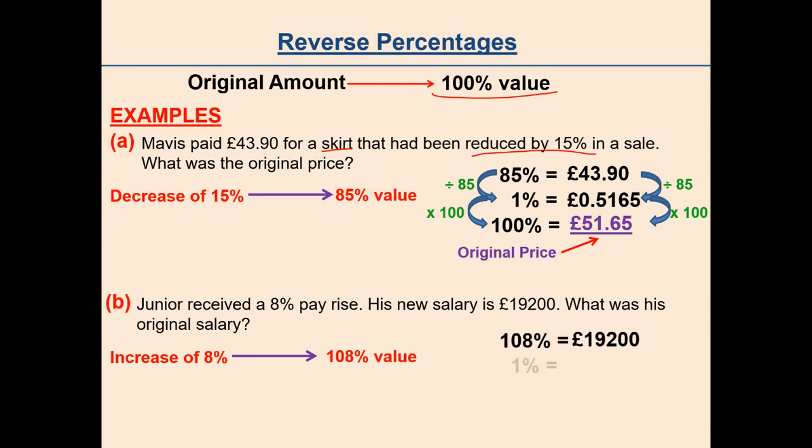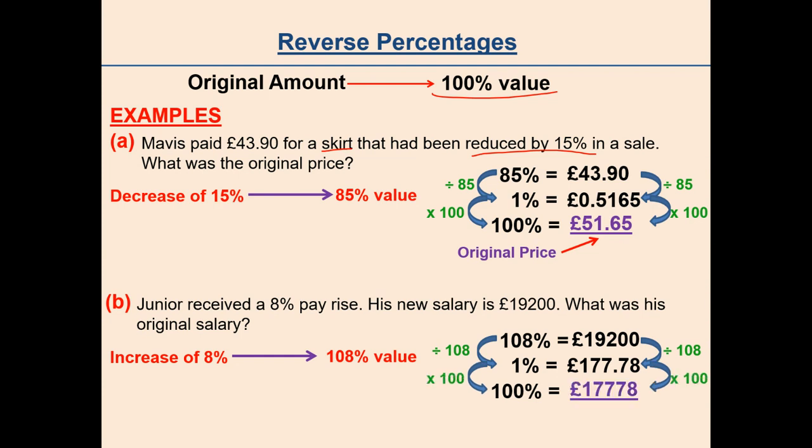I need to work out what 100% is, but before I do that, I can easily work out what 1% is. How do I do that? I can divide both sides by 108. Why do I do that? Because 108 divided by 108 gives me 1. Whatever you do on this side, you have to do to the other. Again, you use a calculator. Okay, and what do I do afterwards? I need to work out the original amount, so I multiply both sides by 100 to work out 100%, and that will give you about £17,778. Okay, that's the original salary.